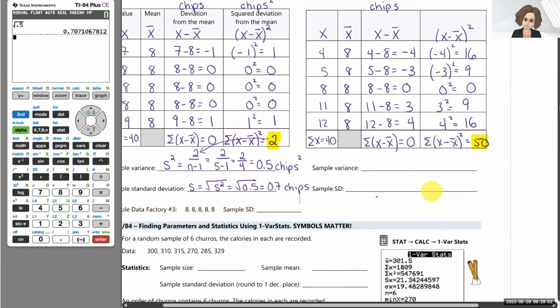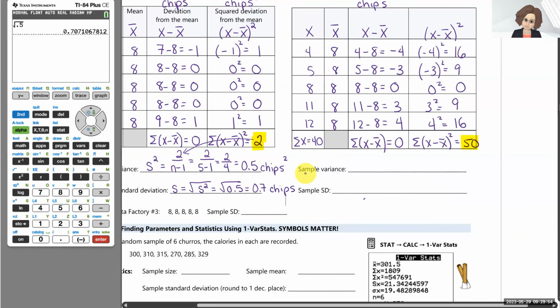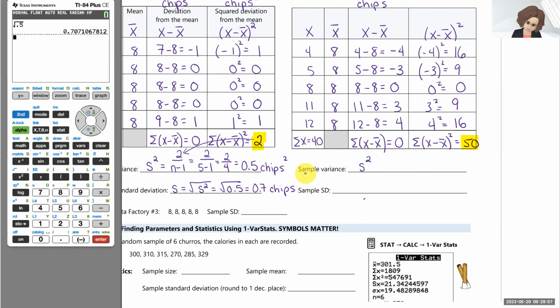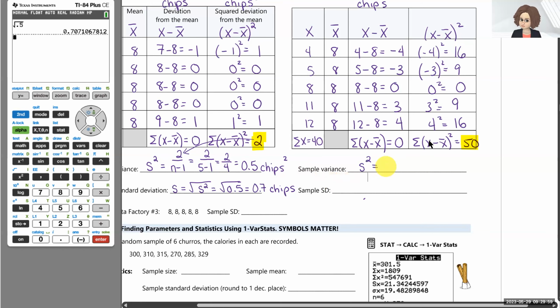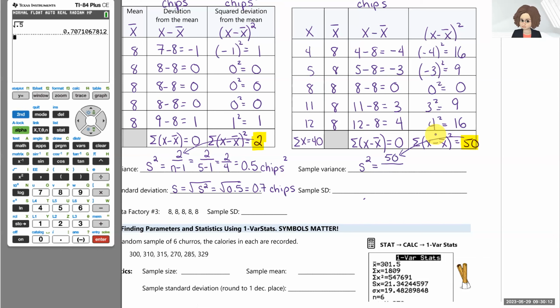All right, so let's start with sample variance. So S squared. So the numerator is going to be that sum of the squared deviations. So that's 50. So we're just finding that value from our table. And then it's divided by n minus 1. So in this case, again, n was 5 cookies. So 5 minus 1. So 50 over 4. So 50 divided by 4 is 12.5.